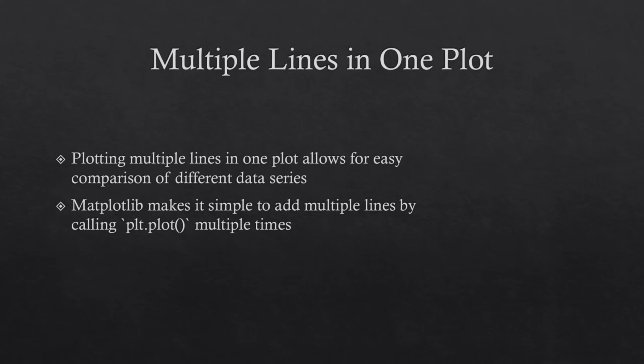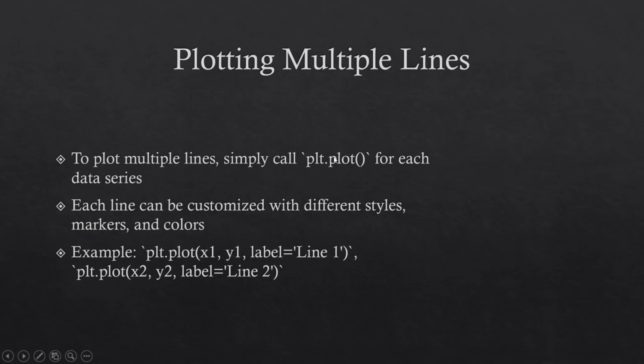Plotting multiple lines in one plot allows for easy comparison of different data series. Matplotlib makes it simple to add multiple lines by calling plt.plot multiple times. To plot multiple lines, simply call plt.plot for each data series. Each line can be customized with different styles, markers, and colors. plt.plot x1, y1, label line 1. plt.plot x2, y2, label line 2.